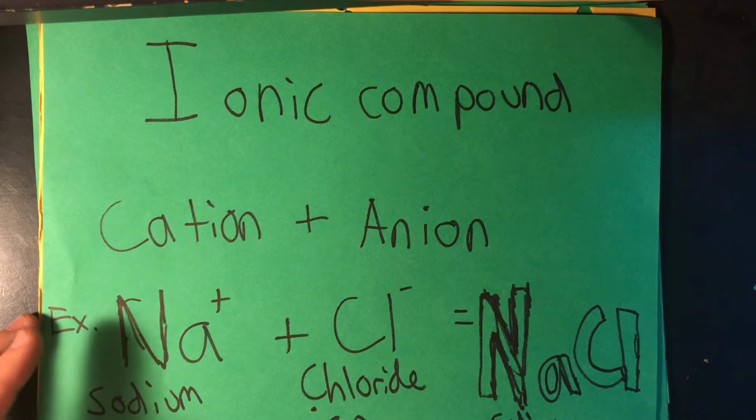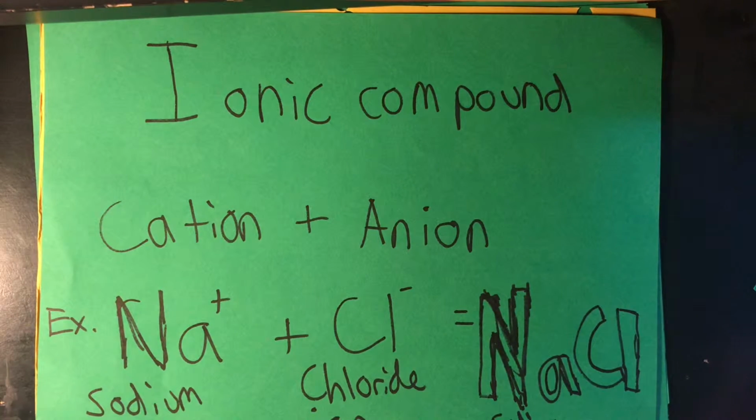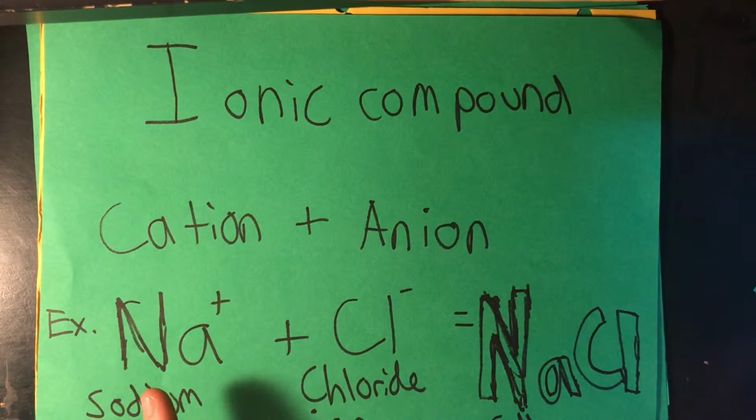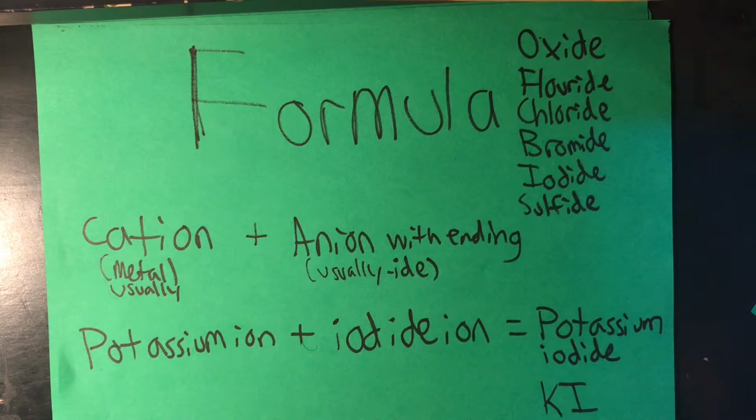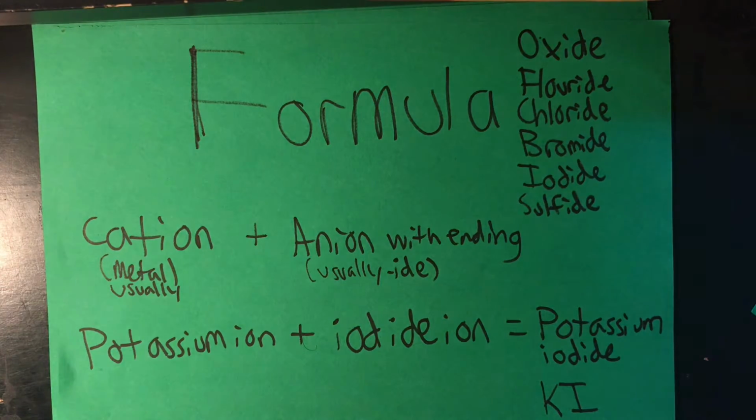So what is an ionic compound? It's a cation and an anion. You get a positive ion and a negative ion, and you make the compound. It's as simple as that. Okay, on to the formulas.